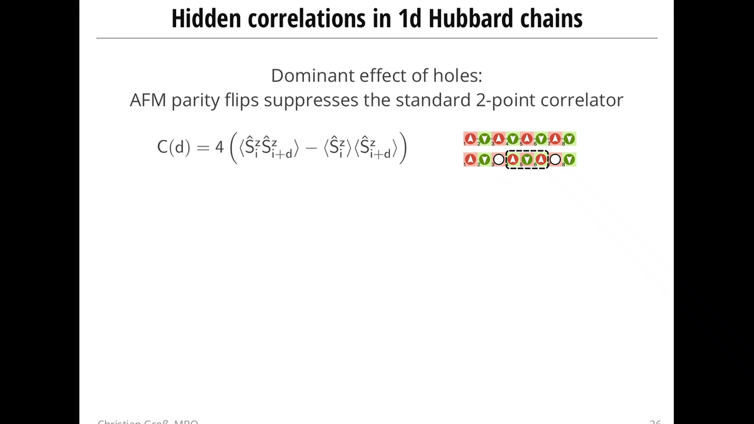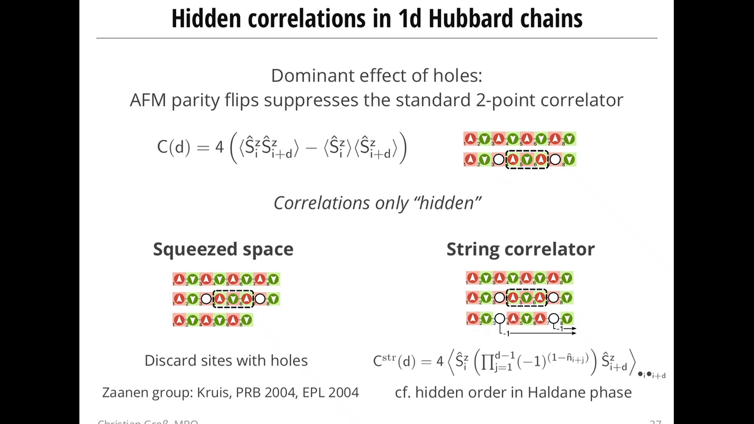So we have up, we have down, we have up, we have down, we have up. It's just that the holes displaced this ordering. So now how can we get that back? Well, one obvious way is we just kick out all the holes and we shift everything together. We go to so-called squeezed space.